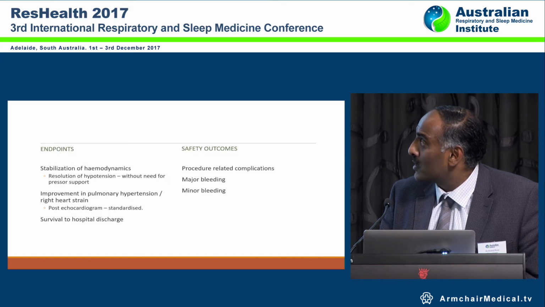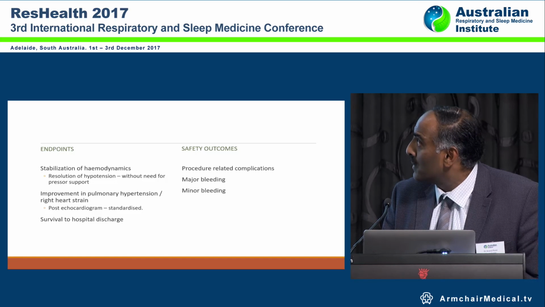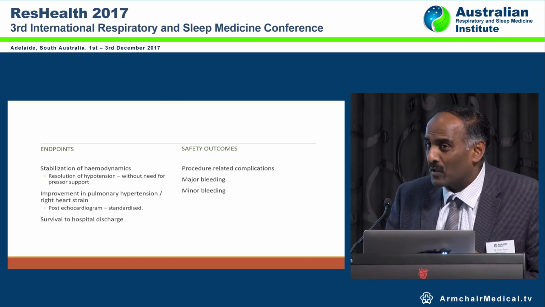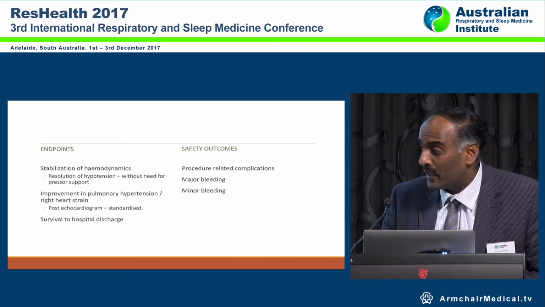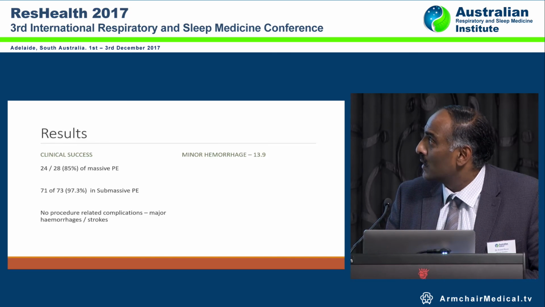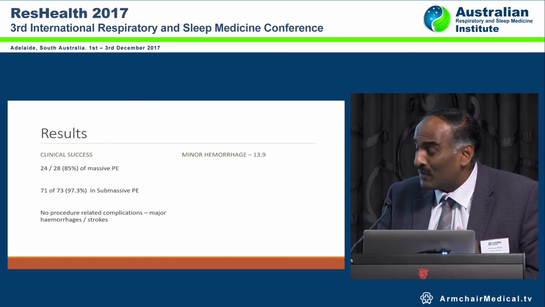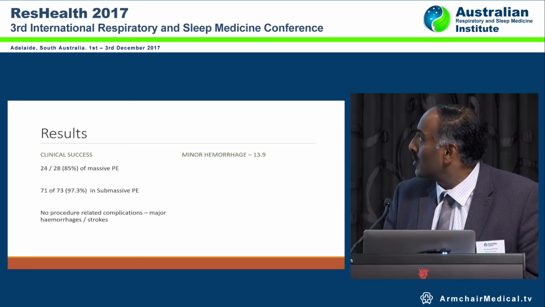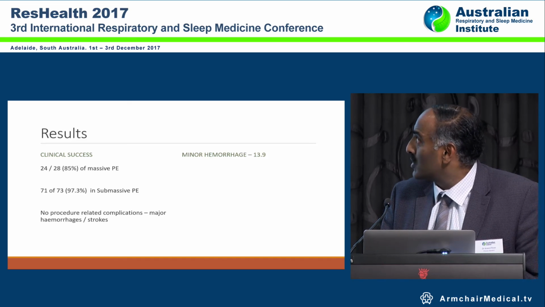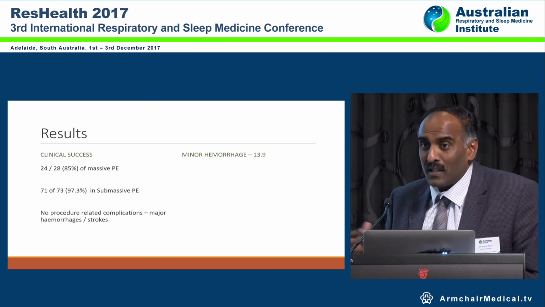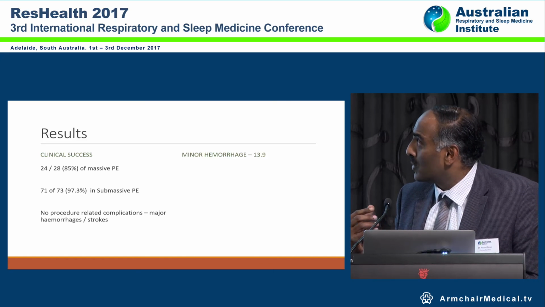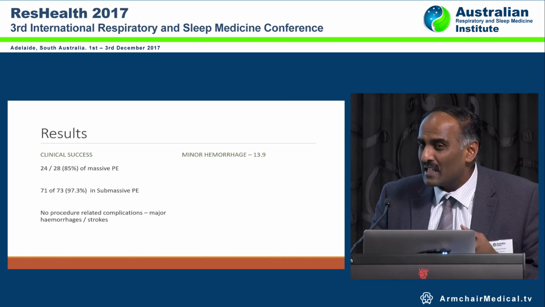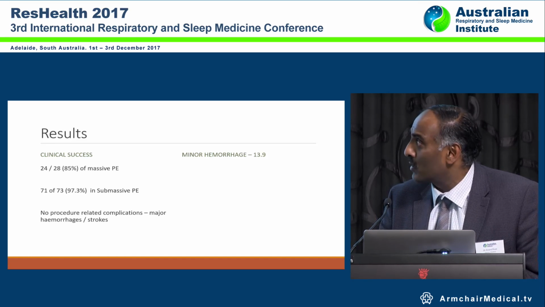They looked at stabilization of hemodynamics and improvement in pulmonary hypertension, and mainly looked at complications, because the big worry was, yes, these drugs are effective, but they also have a high complication rate. There was clinical success, even in the massive PE, so that's a big win, and that's a group we can salvage. No major hemorrhages and minor hemorrhage. So there is something in this technology. The risk of a major hemorrhage is lower. So it is something for the future, but in a select subgroup of patients, not in everyone.